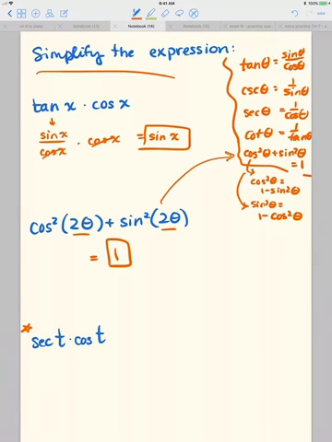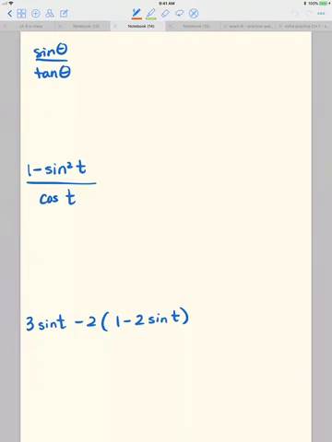For this next one, we have secant times cosine. Secant is the reciprocal of cosine. So when we multiply the reciprocal of cosine, 1 over cosine, times cosine, the cosines divide to 1, and we're left with just the value of 1. So regardless of the angle t, if you multiply the secant times the cosine, you will always get the value of 1.